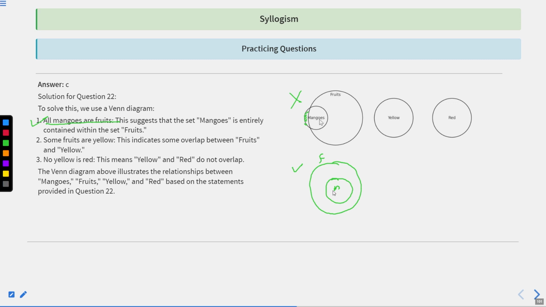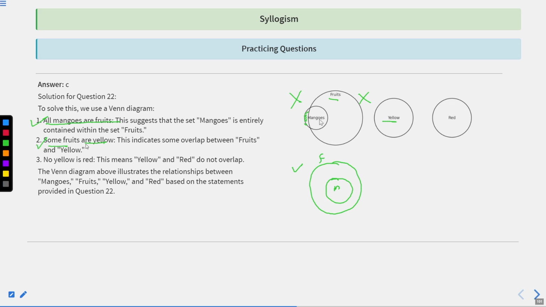Now the second statement is saying some fruits are yellow. Now, if you see the relation between the circle which is representing yellow and fruits, there is no overlap, meaning this statement is conveying that no fruit is yellow or no yellow is fruit, which is not true according to the statement. So this particular representation of the Venn diagram is also not correct for statement number 2.